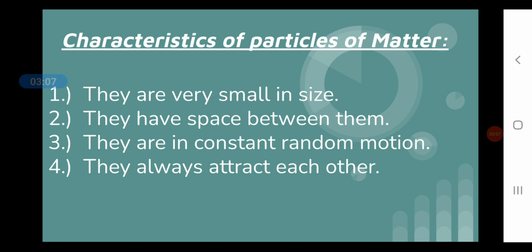Let us learn about the characteristics of particles of matter. The particles of matter are very small in size. They have space between them. They are in constant random motion and they always attract each other.